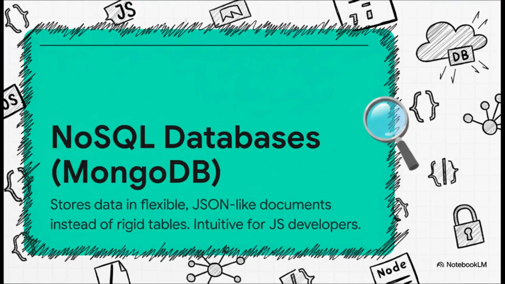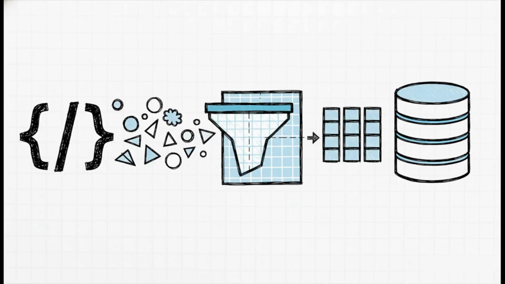Now, while traditional databases use these rigid tables that look kind of like spreadsheets, a lot of Node.js developers prefer something called a NoSQL database, like MongoDB. And why is that? Well, because they store data in these flexible JSON-like documents. And for a JavaScript developer, this is amazing because the data in the database looks almost exactly like a JavaScript object you'd write in your code. It just clicks. And to make working with MongoDB even easier, we can use a tool called Mongoose.